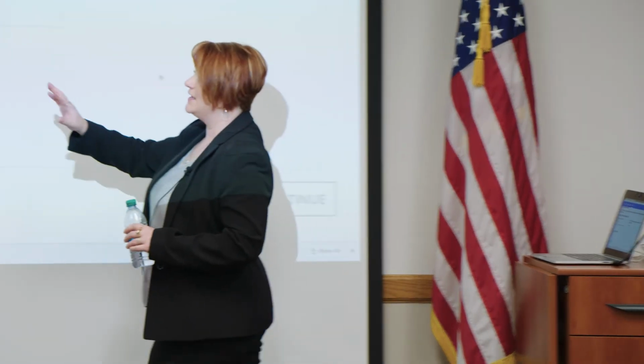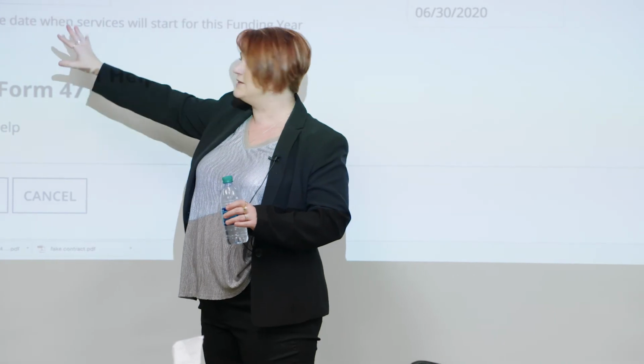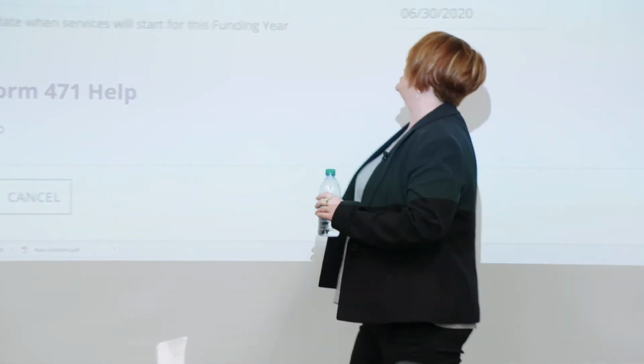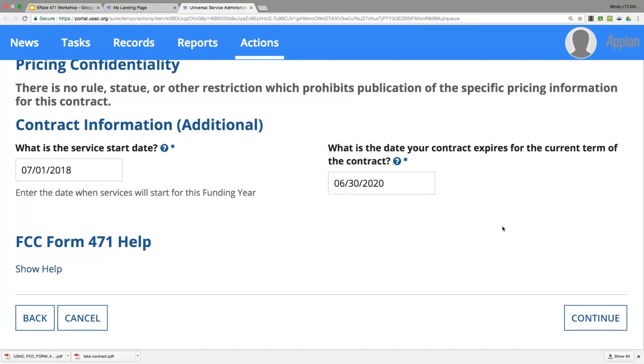Right. So the first date is this fiscal year. Even if you're in the middle of a contract and you're in year 2, it needs to be this fiscal year. And it does say when services will start for this funding year. And then this one is the end of the contract. Again, if you're not sure about that, you can go back to the landing page, choose a district, and then from district contracts, you can take a look at your contract and see what the ending date is.